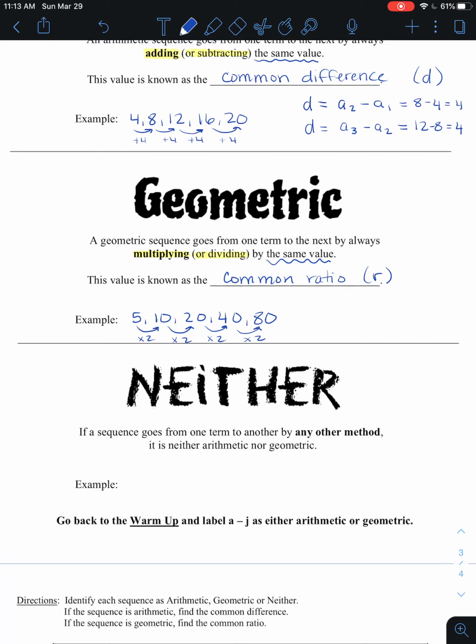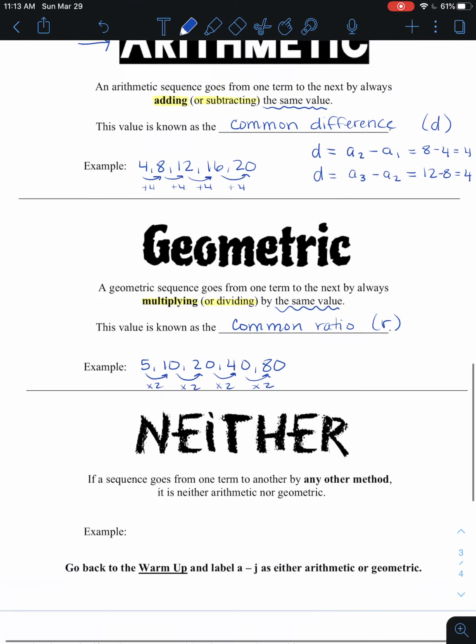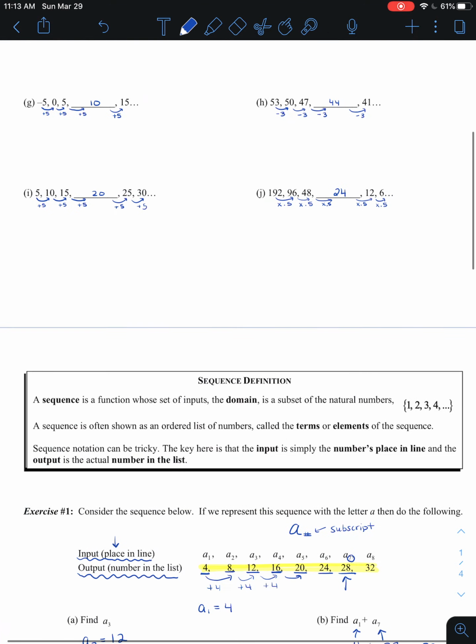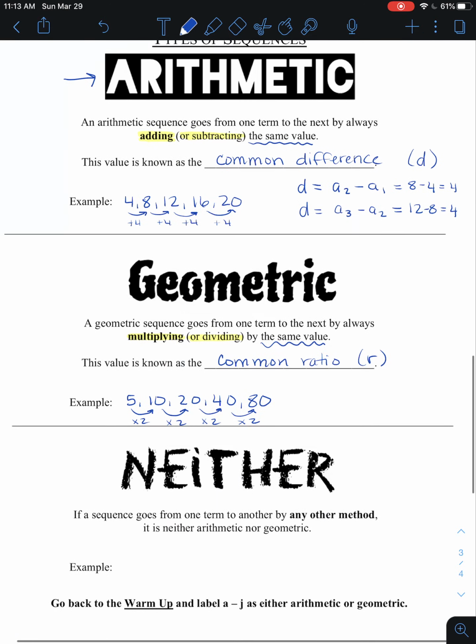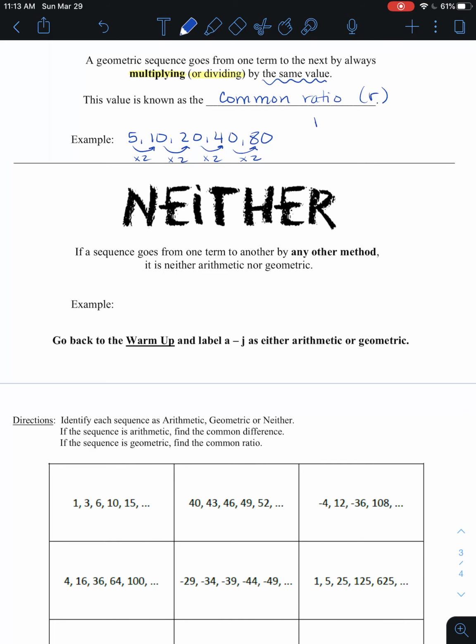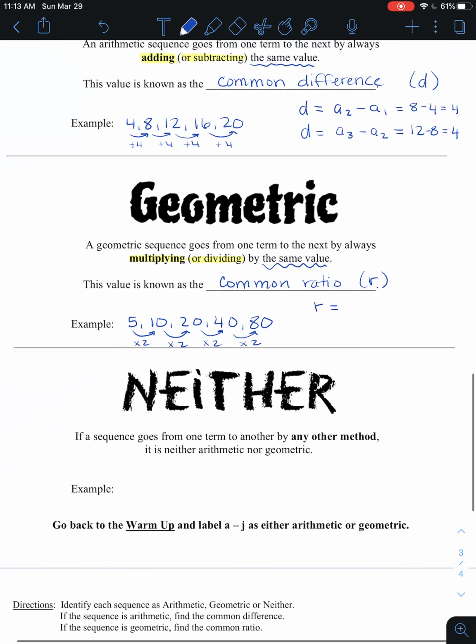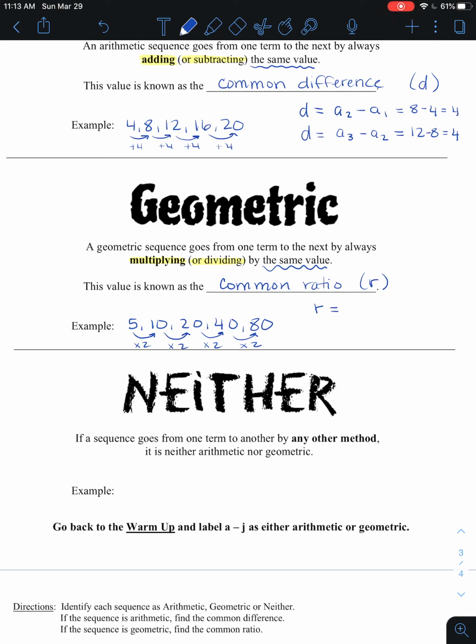And the way that you would find that, we kind of already went over this when we looked at part J with the number we weren't really sure. How are we getting from 192 to 96 and 96 to 48? We couldn't really just see it, so we divided. So let's go back here. If I wanted to find the common ratio, similar to when I want to find the common difference, instead of subtracting consecutive terms, I'm going to divide them. So if I took the second term, which is 10, and divided it by the first, which is 5, I'm going to get 2. I could do the same thing with another set of consecutive terms.